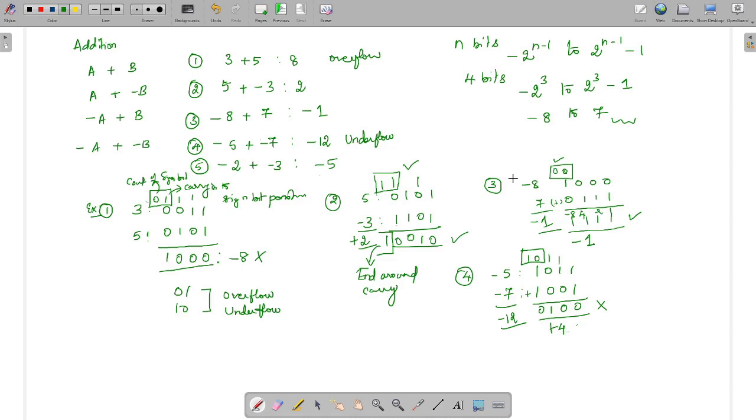If you want to subtract B from A, instead of doing A minus B, we just take the negative value of B and add it. Let me show you with an example so that it will be more clear.